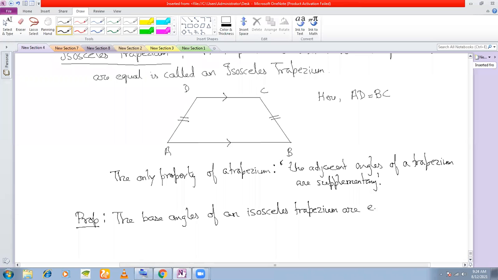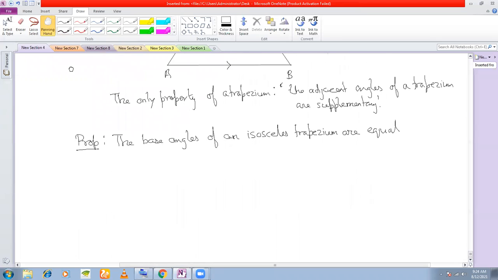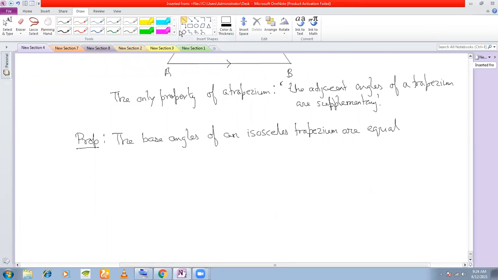The base angles of an isosceles trapezium are equal. Now, what do you mean by this? If you have an isosceles trapezium, these two sides must be equal, they are non-parallel, and these two are the parallel sides.